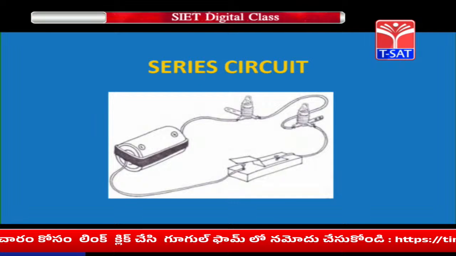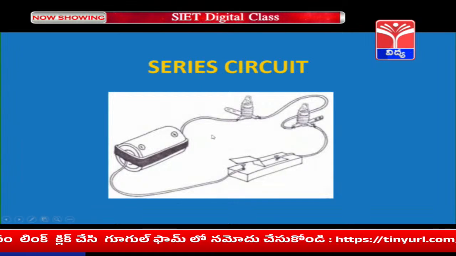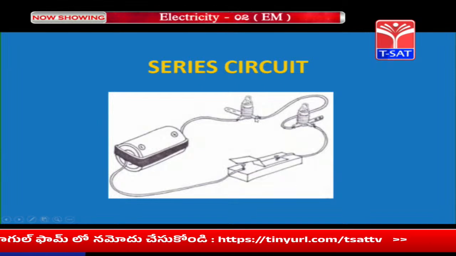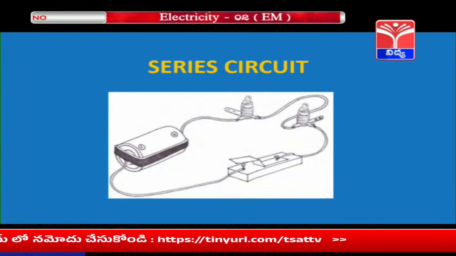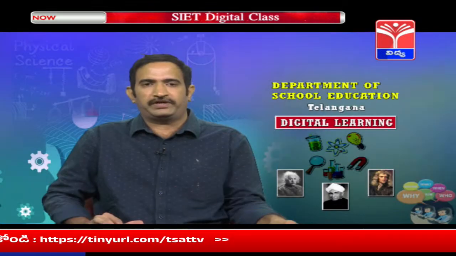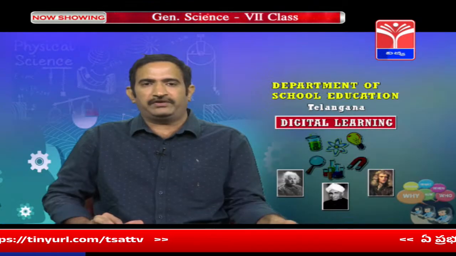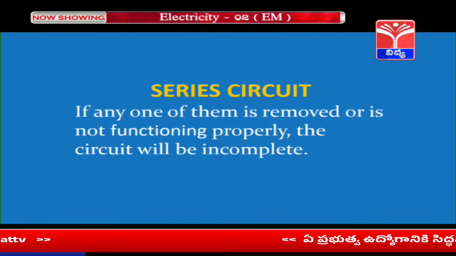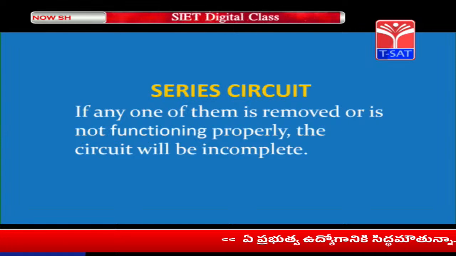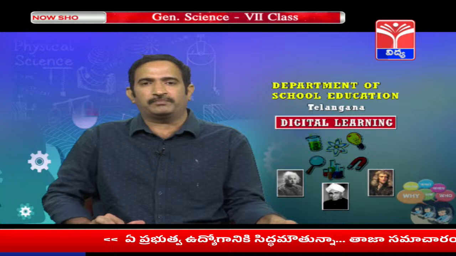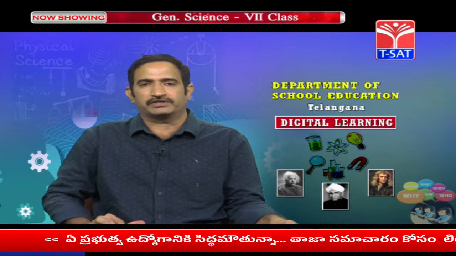Now what happens here? Instead of one bulb we are using two bulbs. This type of connection is called series connection. One bulb is connected to the other bulb. In a series circuit, if any one of them is removed or is not functioning properly, the circuit will be incomplete. That means if we cut any bulb, the current will not pass through the circuit.